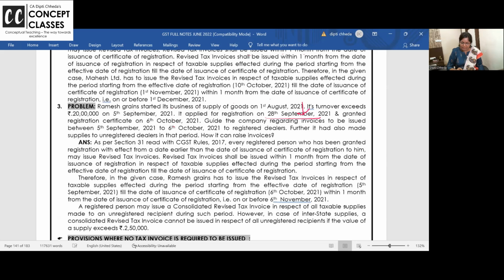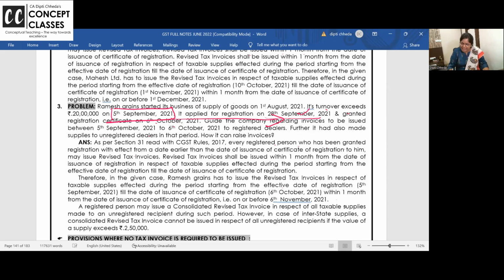Guide the company regarding this. As per section 31, every registered person who has been granted registration with effect from a date earlier than the date of issue of registration shall issue a revised tax invoice and all. In the given case, he has not applied within 30 days. So the date of effective registration will be... sorry. The turnover exceeded the limit on 5th September. He started the business on 1st August. On 5th September the business reached 20 lakhs. And he applied on 28th September.